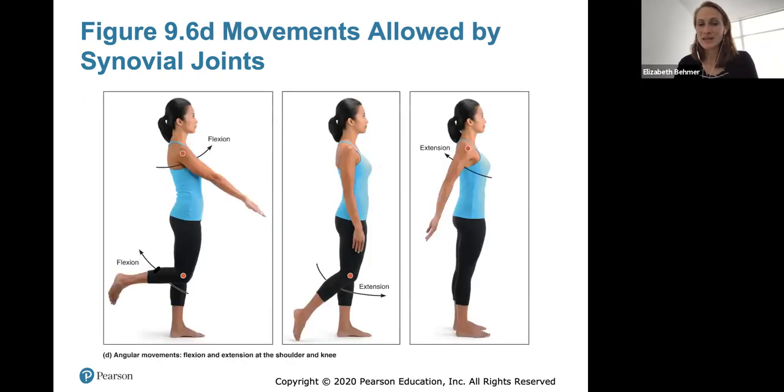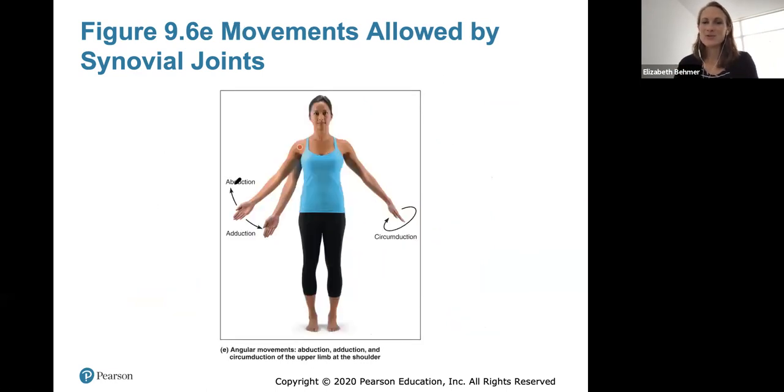Flexion, extension of the knee. Flexion is decreasing the angle, and extending is straightening it back out. And we can do the same thing with our arms, extending the arms, straightening them back out, versus flexing the arms, decreasing the angle. Then we get to abduction and adduction.